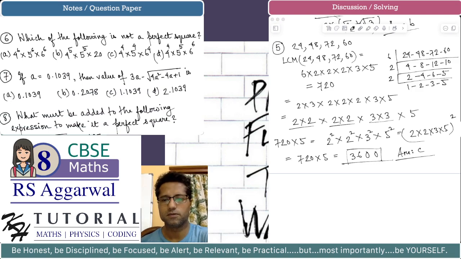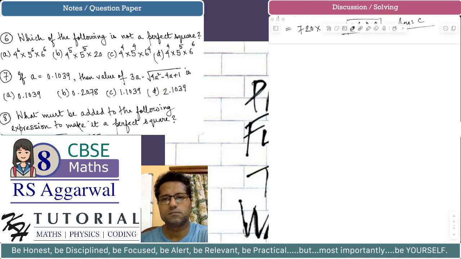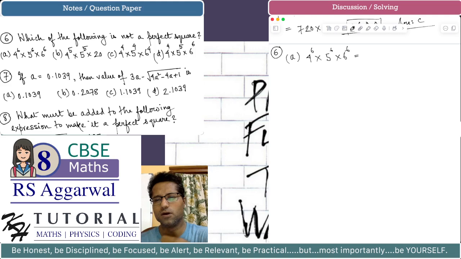Let's do problem number 6. Which of the following is not a perfect square? We have to select the choice which is not a perfect square. We have some products of exponential terms. So let's see what is A. A is 4 to the power 6 multiplied by 5 to the power 6 multiplied by 6 to the power 6. These are all exponential terms where the powers are the same, so we can write it as 4 multiplied by 5 multiplied by 6, raised to the power 6.